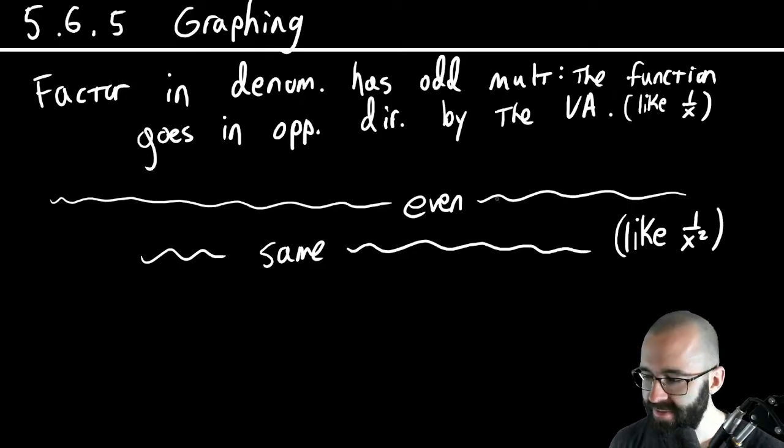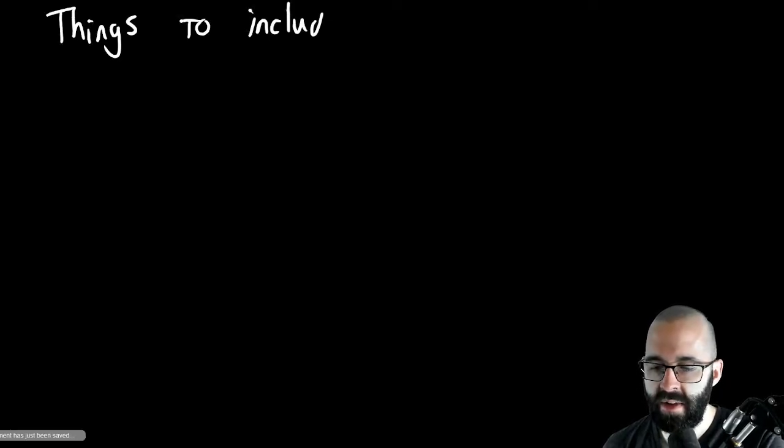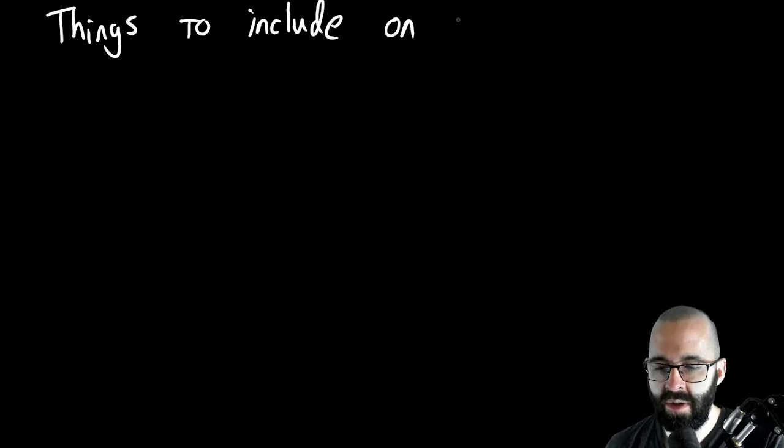All right. When I ask you to graph, of course, you can use Desmos to check your answer. But when I'm asking you to graph, there are three things that I want you to include clearly in your graph for rationals. Things to include on your rational graphs.